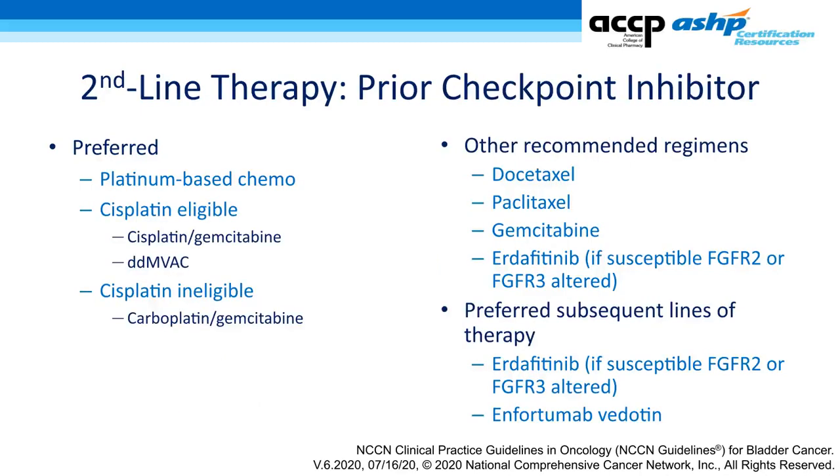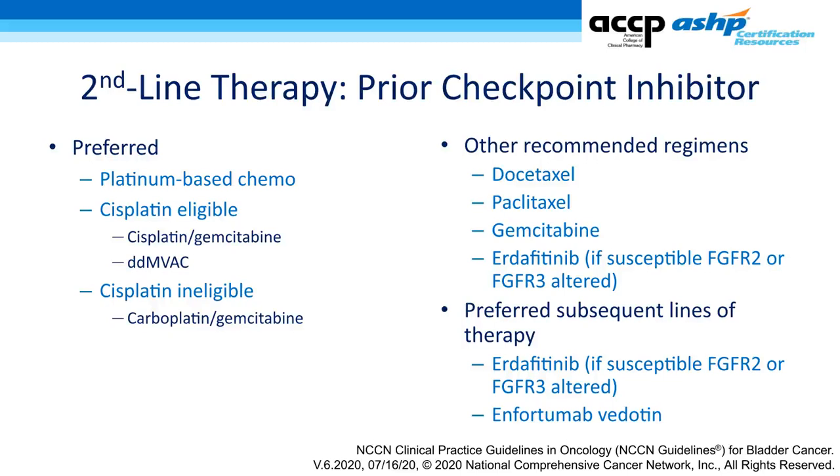So we just talked about if you received platinum-based chemo in the first-line setting, then your second-line therapy of choice would be pembrolizumab. But we also mentioned that some folks who are not candidates for platinum-based chemotherapy at all might receive immunotherapy, or if they were just a candidate for carboplatin and had high PD-L1 expression, they could receive atezolizumab or pembrolizumab in the first-line setting.